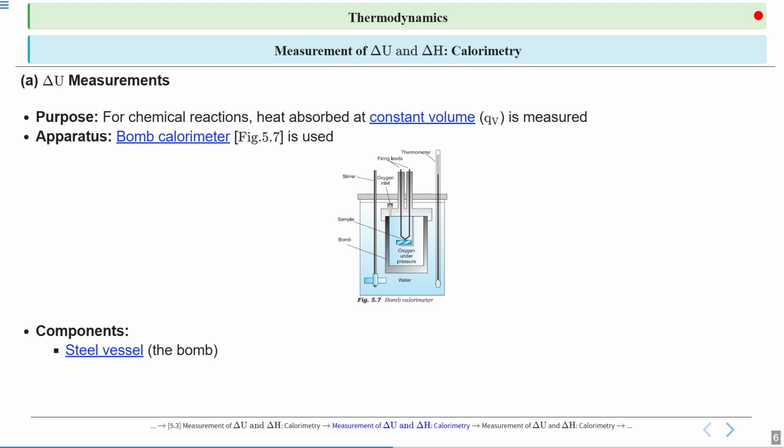Now, if you look outside this bomb, what you will notice? You will notice a water bath. And in the water bath, we have two components. First is the stirrer and second is the thermometer. What is the use of the stirrer? So for that, you have to look upon your daily life experience.